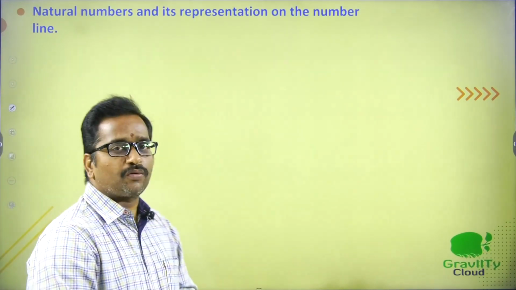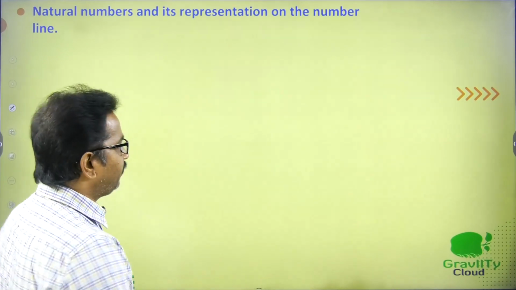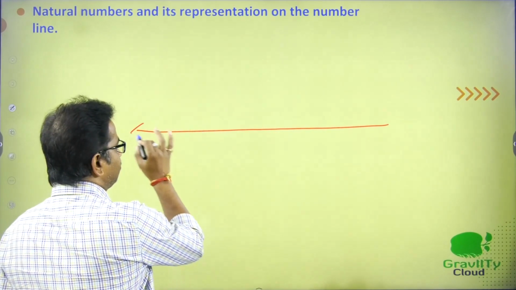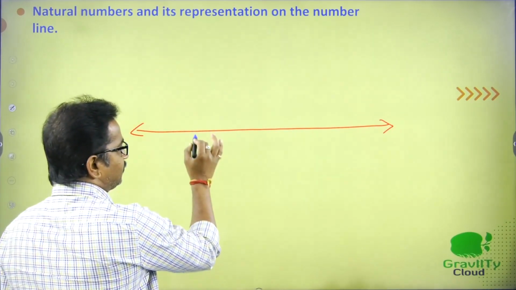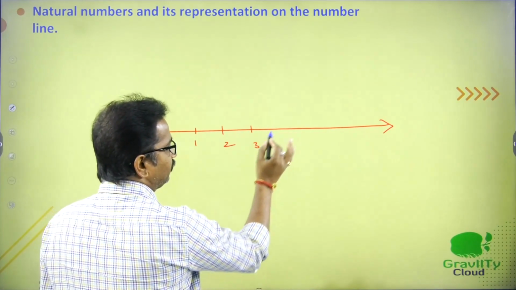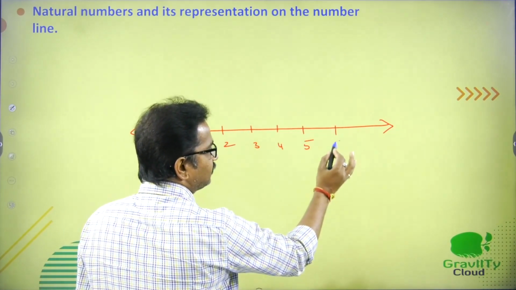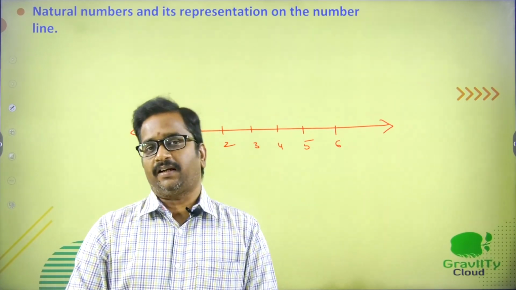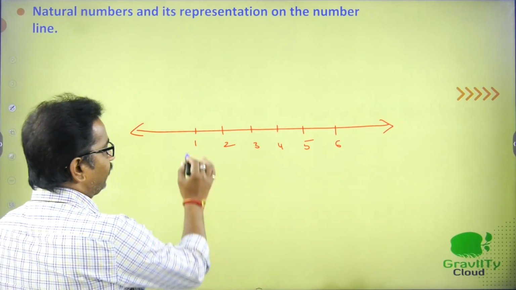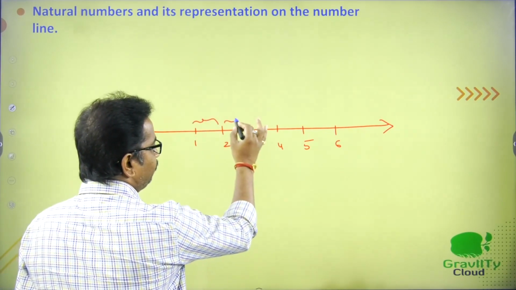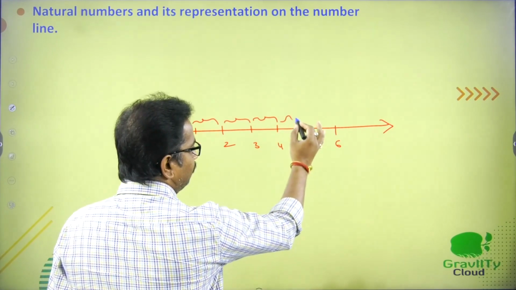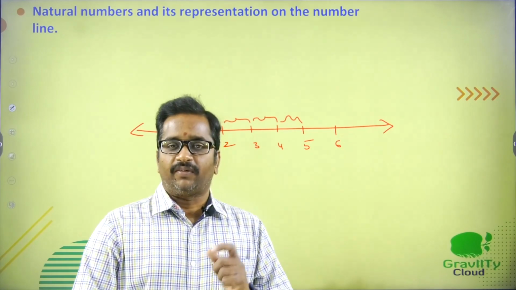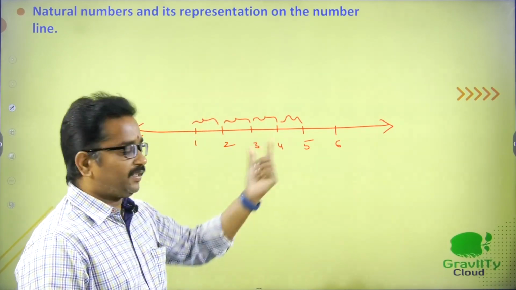How are you going to represent natural numbers on the number line? You know very well. This is a number line. To represent it, just keep an arrow mark, and we can start from 1, 2, 3, 4, 5, 6 like that. This is the representation of natural numbers on the number line. But keep in mind that the gap between two numbers should be the same. Then only we can say it is natural numbers on the number line. The width should be the same here.